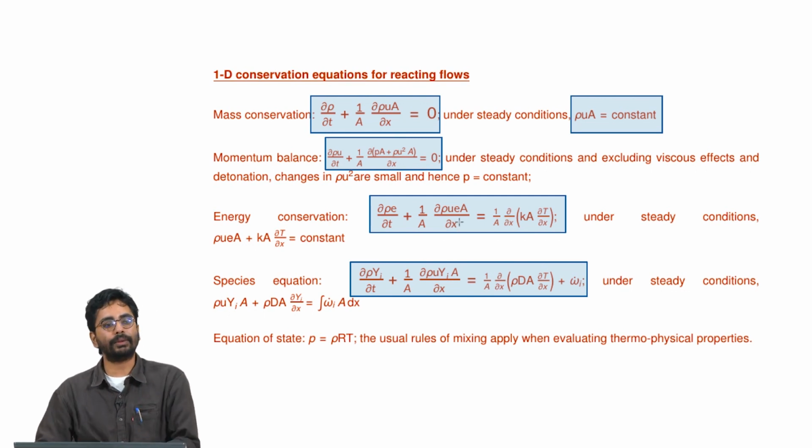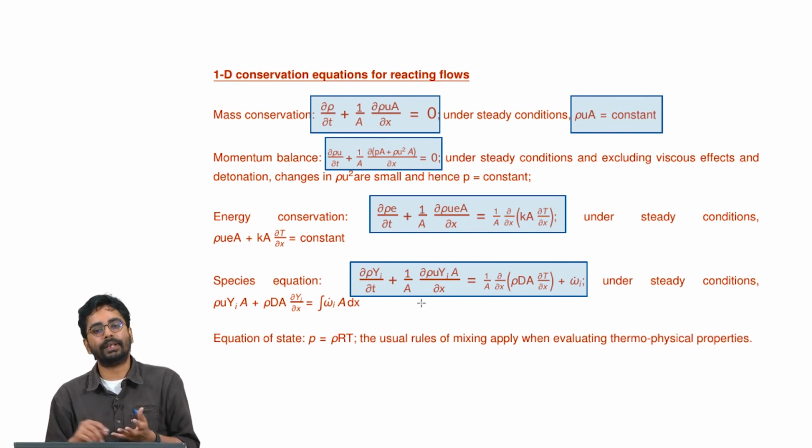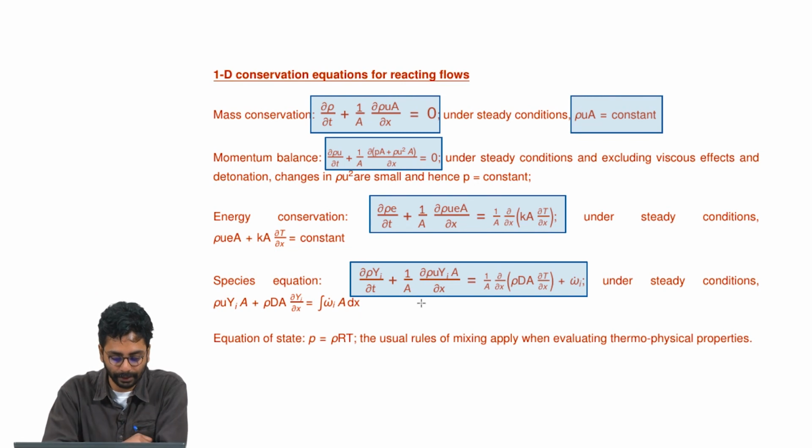So, it is required to keep track of the concentration of different components or different species as a function of time and space. And so, this is a balance equation for species concentration. The species concentration can change because of the flow, which is described by this term. This is the species concentration change because of convection.